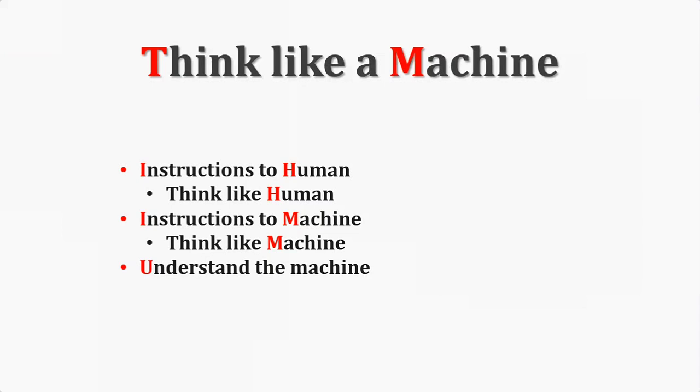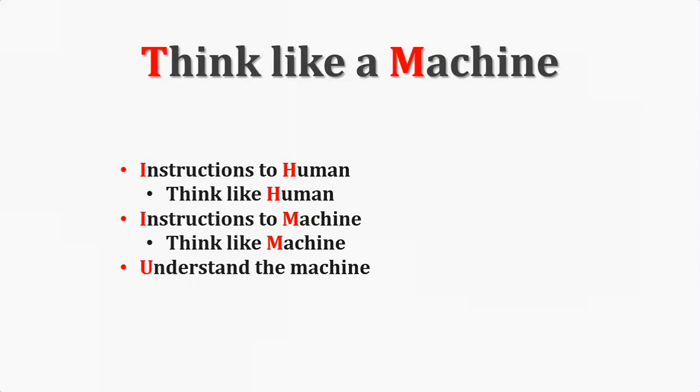So the first point which I'm mentioning here is think like a machine rather than thinking like a human while you program. Here, the machine refers to any electronic device that accepts instructions through programming. For example, we have computer, laptop, mobile phones. All these are machines, and all these devices accept instructions from the user to do any specific task.